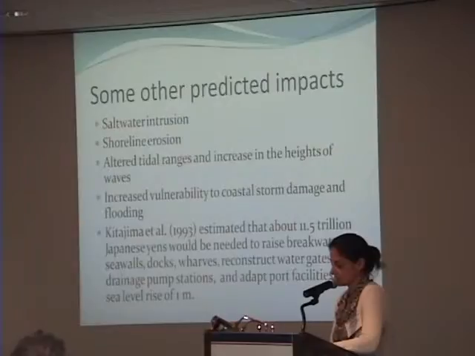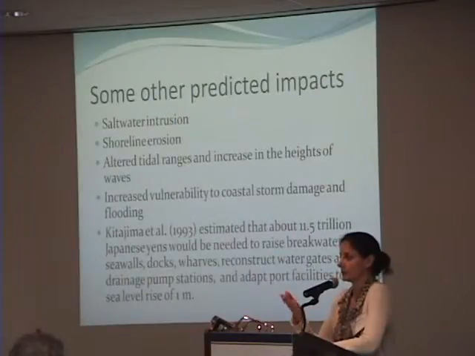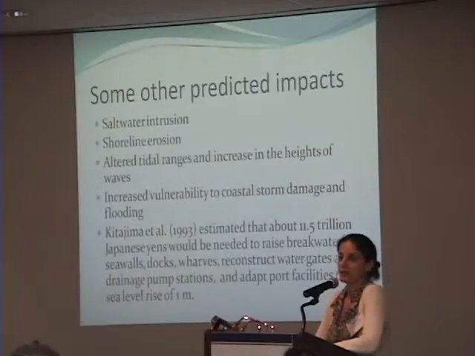Also, changes in tidal ranges and increasing wave heights. Those are some of the other impacts. And the big question is how much it's going to cost to do whatever we need to do: retreat where we have to retreat, accommodate sea level rise where we can, and finally protect our assets. One study done in Japan shows that for a small country like Japan, it's going to be around 11.5 trillion Japanese yen to build and sustain those protection measures.